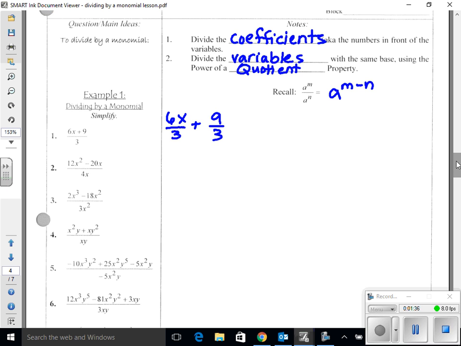Now you won't have to write down each one of these steps for every problem unless you just feel like it helps you. But mentally, this is what you're going through. Remember, we divide our coefficients. So 6 divided by 3 is going to give me 2. And then there's an x. There's no x's on the bottom. And then 9 divided by 3 is 3. So the answer to that division problem comes out being the binomial 2x plus 3. I had two terms on top, I have two terms in my answer. Always watch out for that.